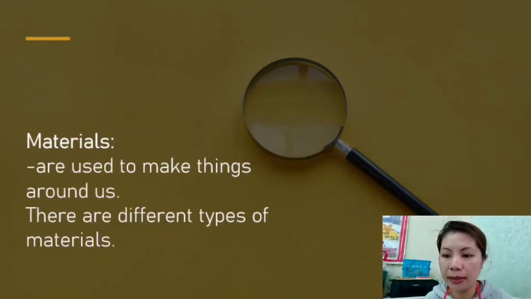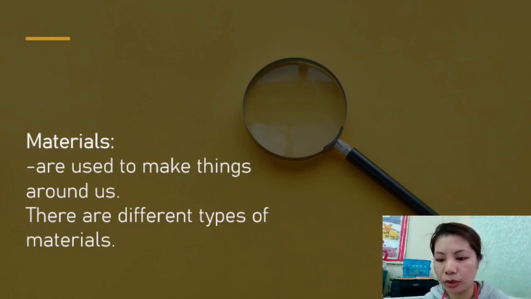Today is Monday. Today, Teacher T.Jona is going to teach you about the things that we use around us, or use to make things around us. Okay, so there are different types of materials. Teacher T.Jona is going to show you the different types of these.